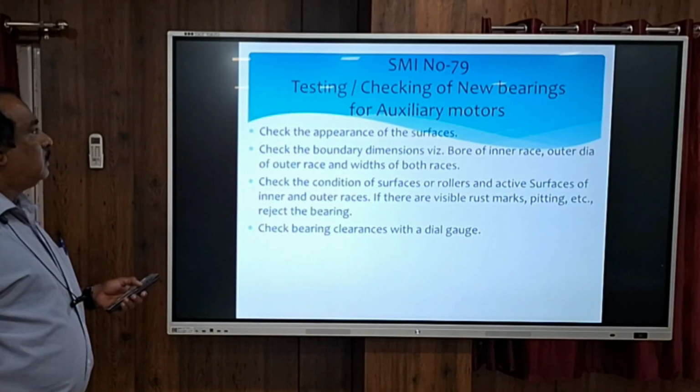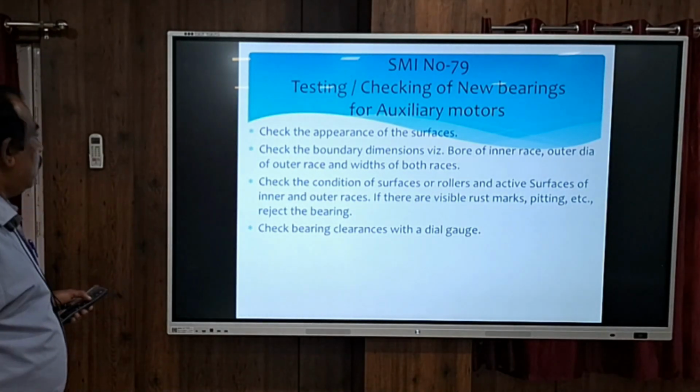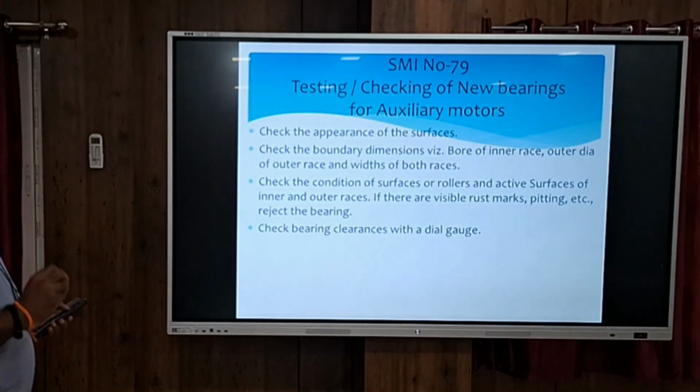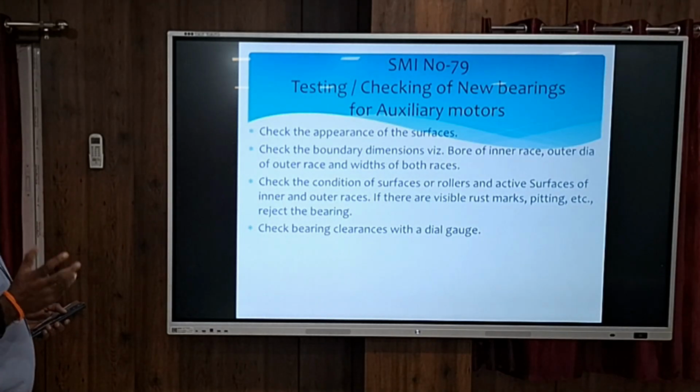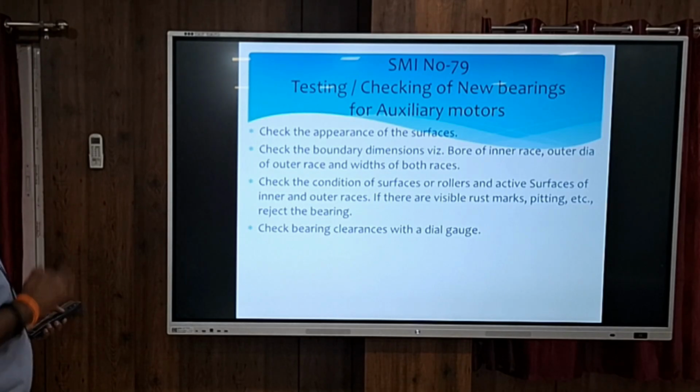And this is SMI 79 for testing by checking new bearings of the auxiliary motor. Check the appearance of the surface, then boundary dimensions, bore of inner race, outer race, and width of the race. This is important, and in the SOP also this is added. Check the condition of the surface of the rollers and active surfaces of inner and outer races. If there are visible rust marks, pitting marks, etc., reject the bearing.